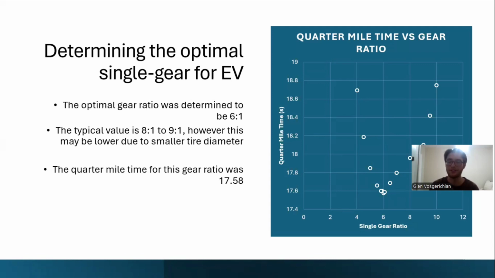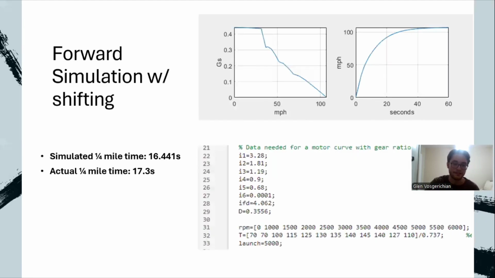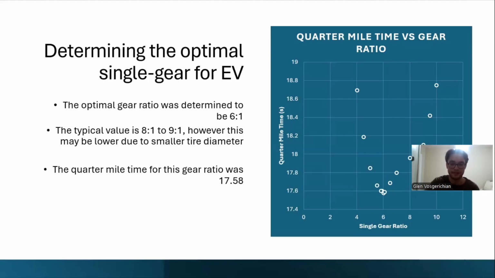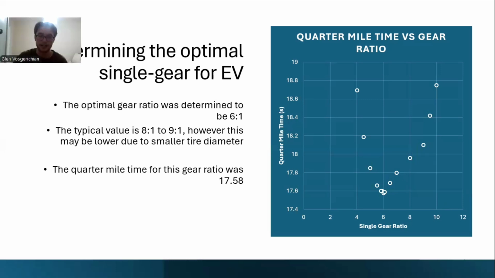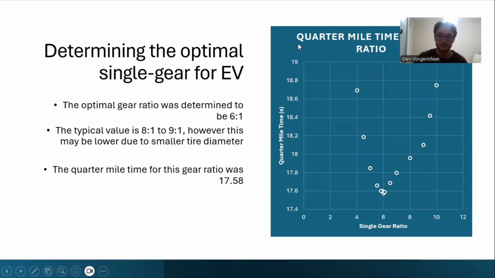Now, this is quite low compared to other cars, but maybe due to the lower tire diameter, which would cause a lower friction coefficient of the tires, as I estimated to be 0.9. And the quarter mile time for this gear ratio was 17.58, which is about right. Ideally, we may have gotten to the actual quarter mile time, but this was the lowest we could get. And you can see all of our times here. That's about it. Thank you.